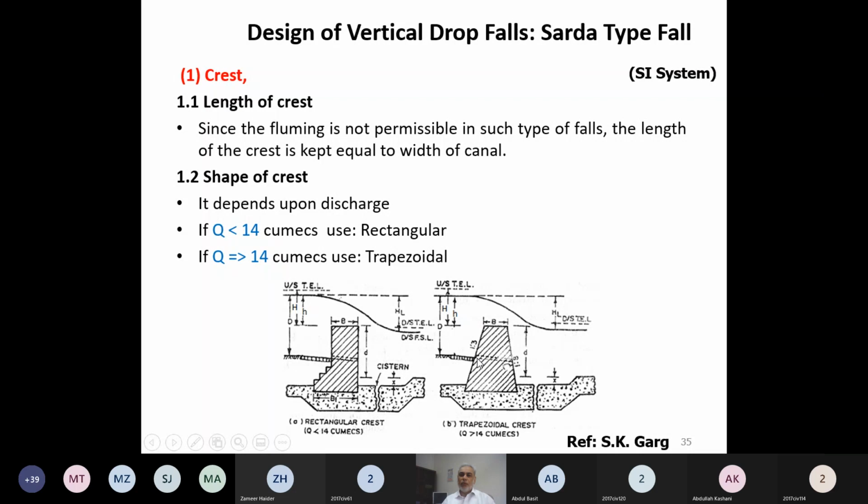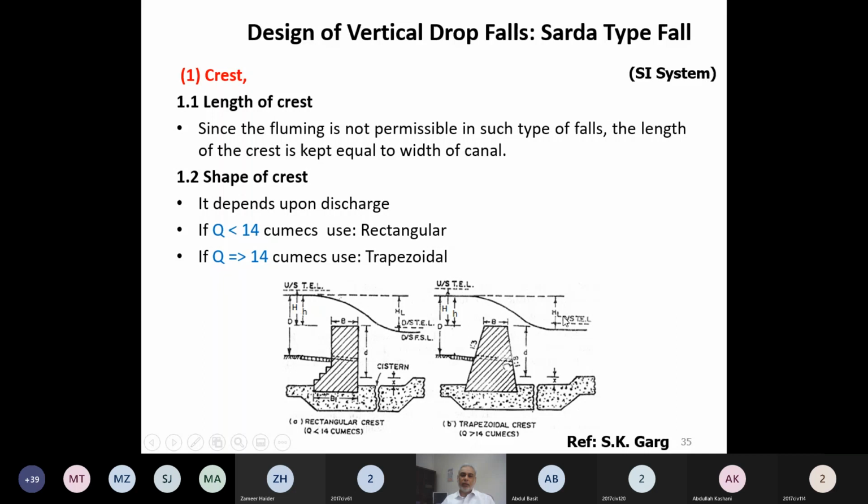If it is a vertical drop fall, it is good for a certain range of the discharge and a certain range of the fall height. When we say fall height, we mean either the difference of the bed upstream and the bed on the downstream, that is, how much the bed is lowering, or the difference of upstream water level and the downstream water level. Sometimes that is also called head loss, or sometimes we call it fall height.